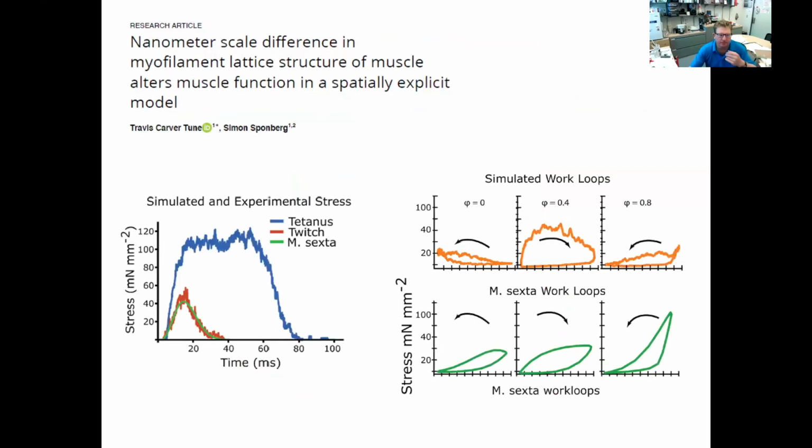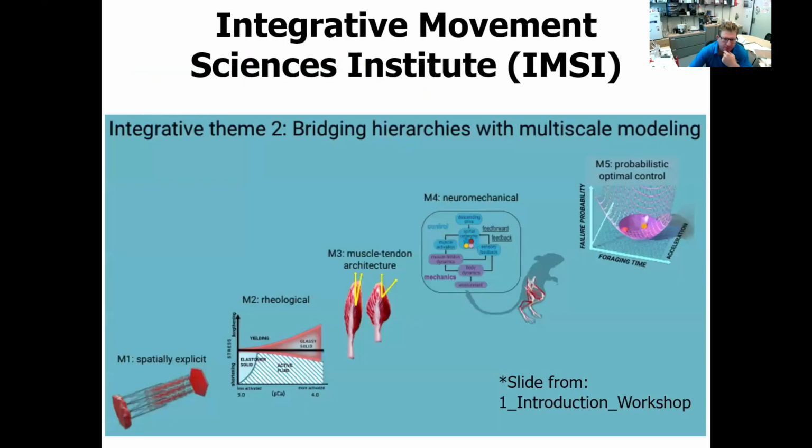And then another group has tried to simulate twitches, and Simon presented a workshop earlier. They tried to simulate twitches and work loops to understand some of the differences between the stresses and the strains and the energy use in simulated work loops. So those are just some different applications of these ideas of the spatially explicit model.